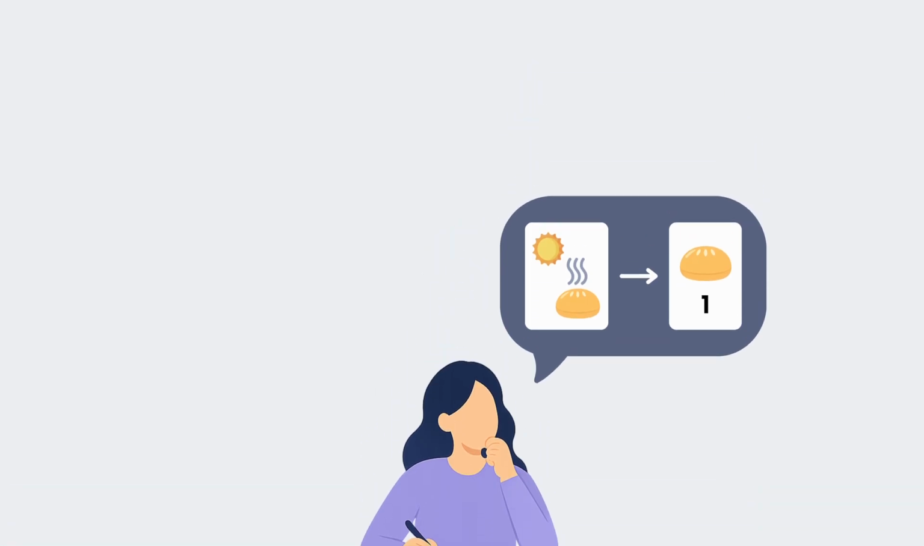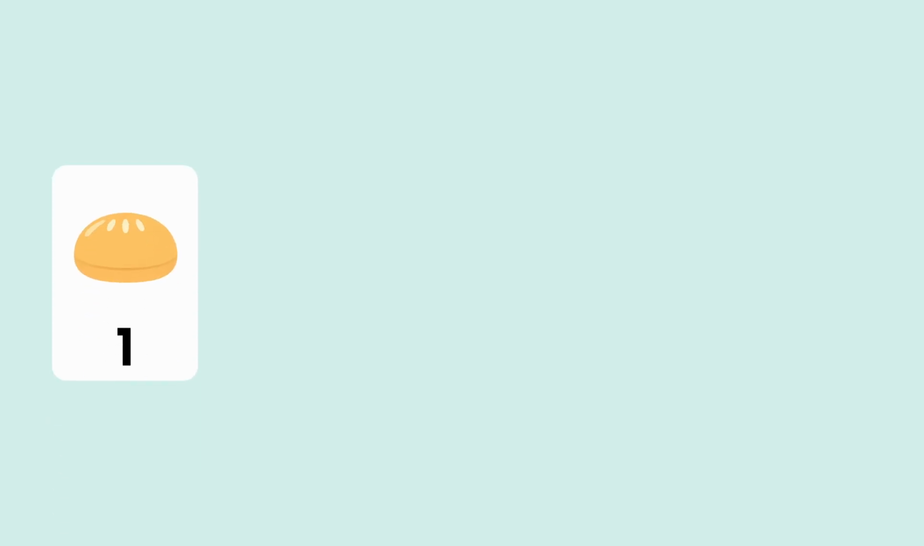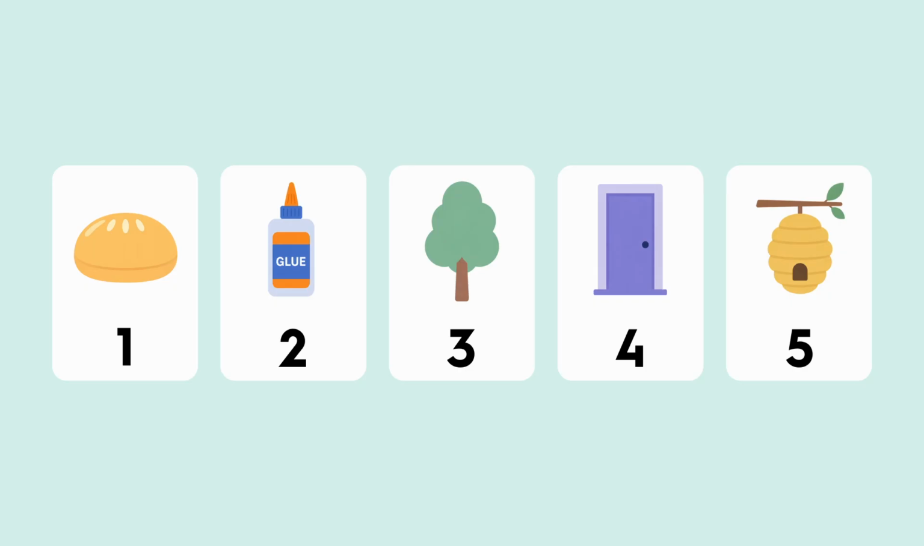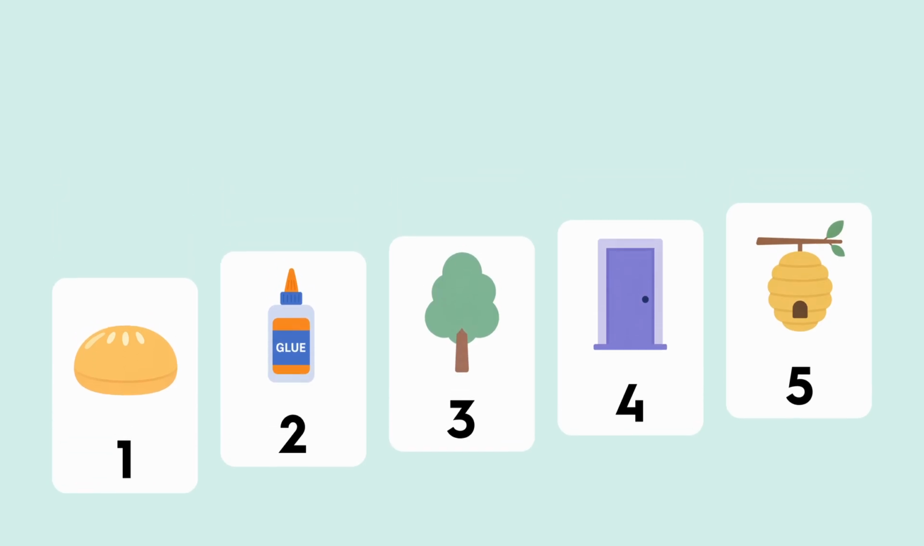Here's how it works. Each number gets a picture that always stays the same. 1 becomes bun, 2 becomes glue, 3 becomes tree, 4 becomes door, 5 becomes hive. Because each picture rhymes with its number, it's easier to remember. Think of these pictures as numbered parking spaces for information. Whenever you need to remember something in order, you simply park each idea in its matching space.